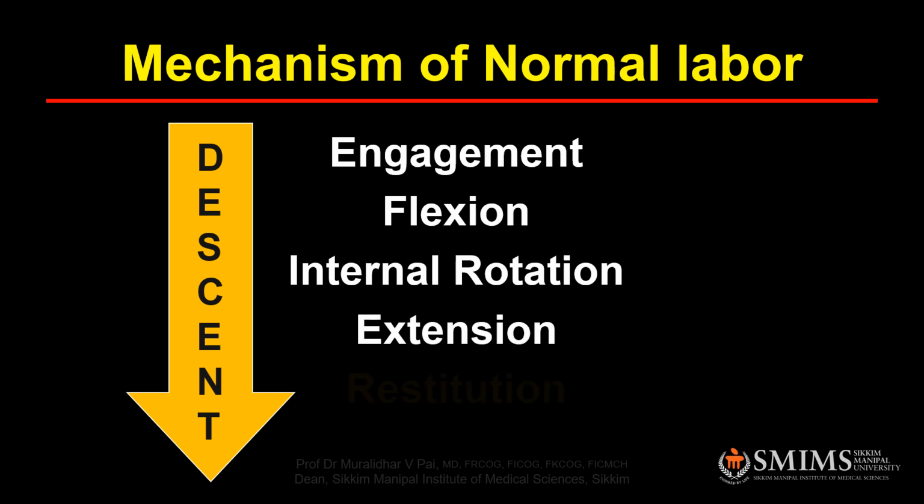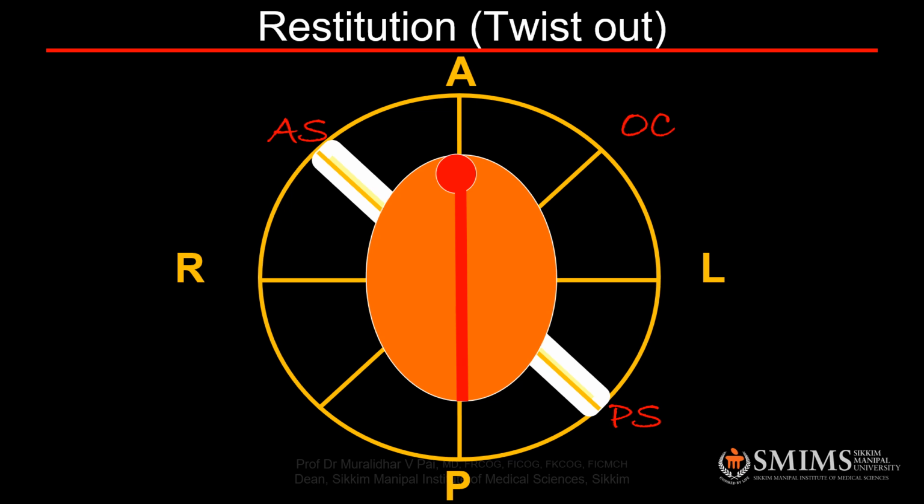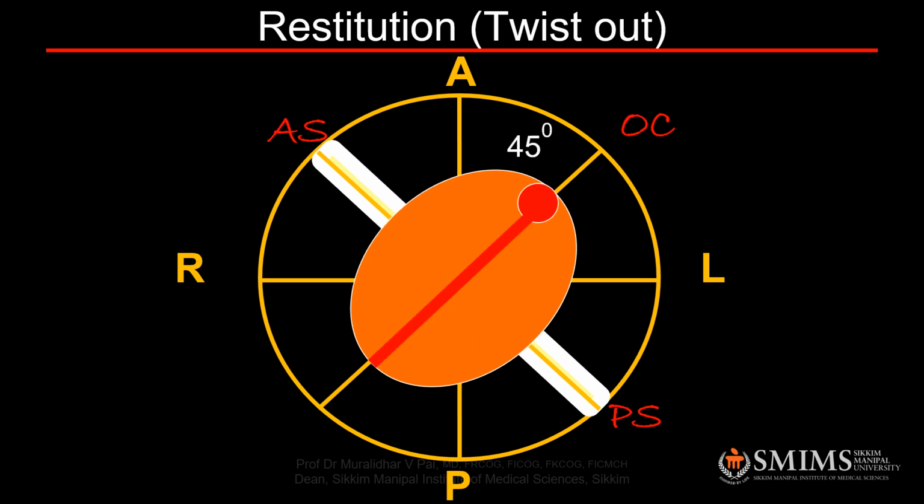So we have had engagement, descent, flexion, internal rotation, delivery by extension. The next step is restitution. Once the head is delivered outside, it is free. It need not have the twist in the neck. So this untwisting back to its original position is called restitution. Again, only the head untwists, the shoulder line does not move at all.